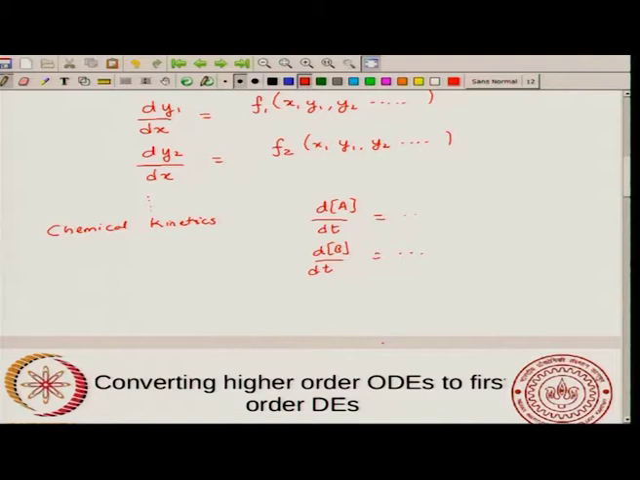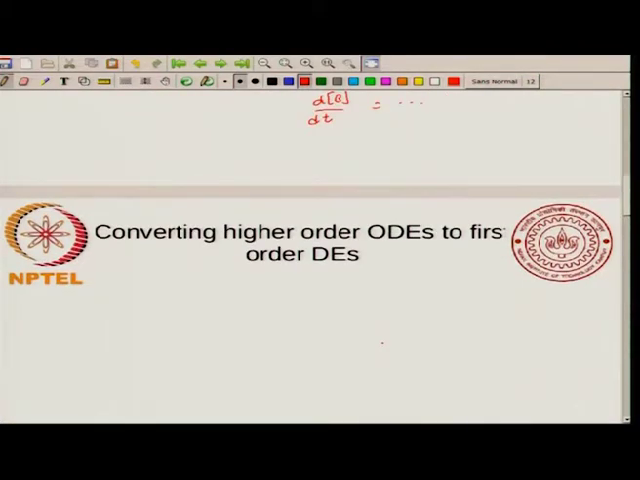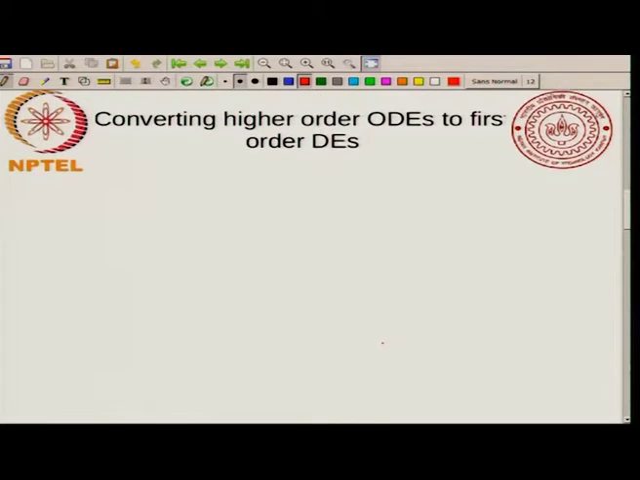Before that, I will just mention one thing: you can convert a higher order differential equation to a system of first order differential equations. For example, suppose you have a differential equation d square y by dx square is equal to, let us say, f of x, y, and I will just say y prime. So, it is some function of x, y and y prime. This is a second derivative. It is some function of x, y and the first derivative of y. So, y prime is dy by dx.